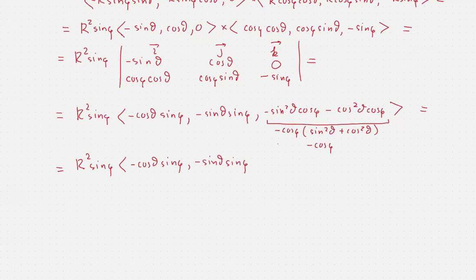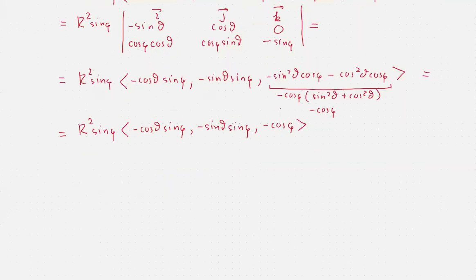And what we really want to do here is take the magnitude of this normal vector, which is going to be the constant, or the factor that we have in front. Notice that phi is between 0 and pi, which means that sine phi is non-negative, so we can leave it without an absolute value, and then we need to take the magnitude of negative cosine theta sine phi, minus sine theta sine phi, and minus cosine phi.